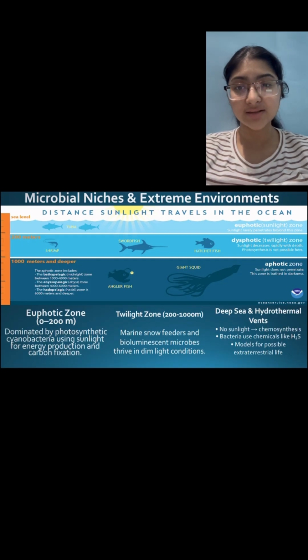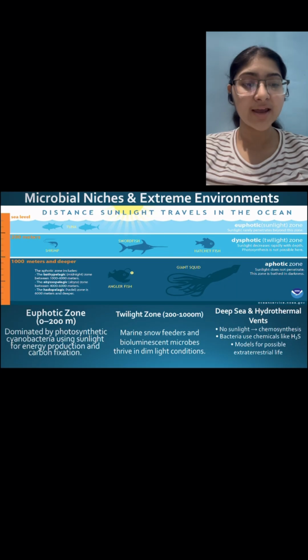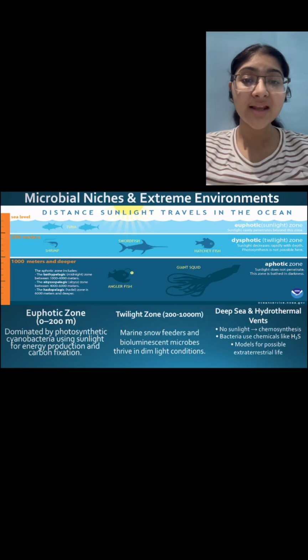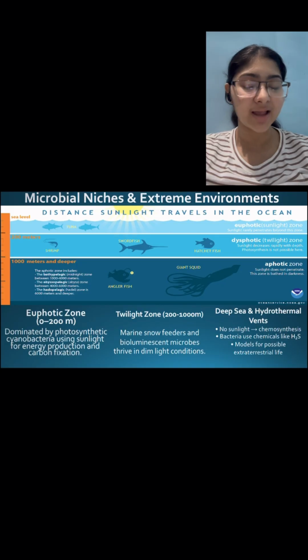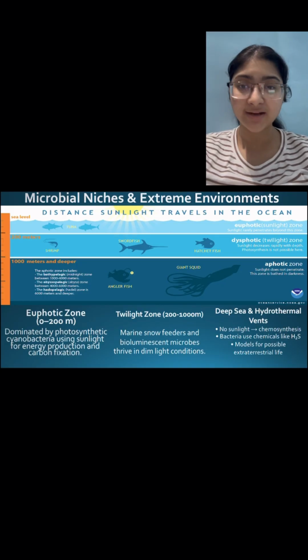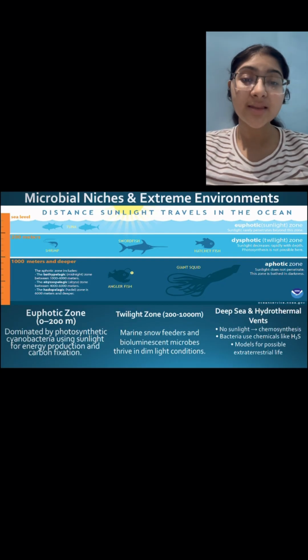Twilight zone, it is around 200 to 1000 meters. Here marine snow feeders and bioluminescent microbes thrive in dim light conditions as the sunlight is not able to reach there completely. This is called the twilight zone. And then we have the deep sea, or we can also call it the hydrothermal vent. In this, no sunlight is appearing, there is no exchange of sunlight or any type of light. No light is present in this zone.